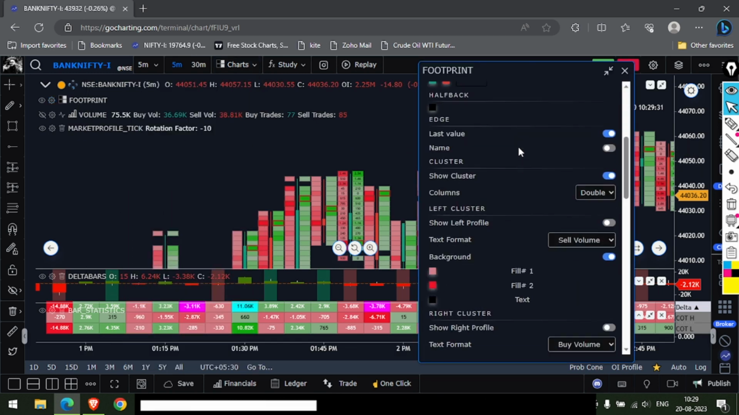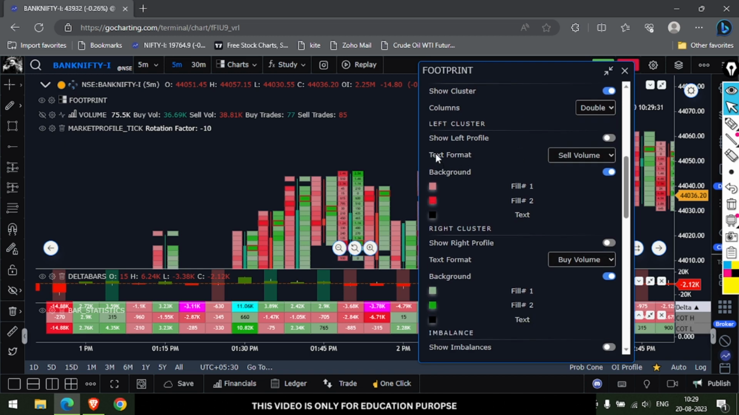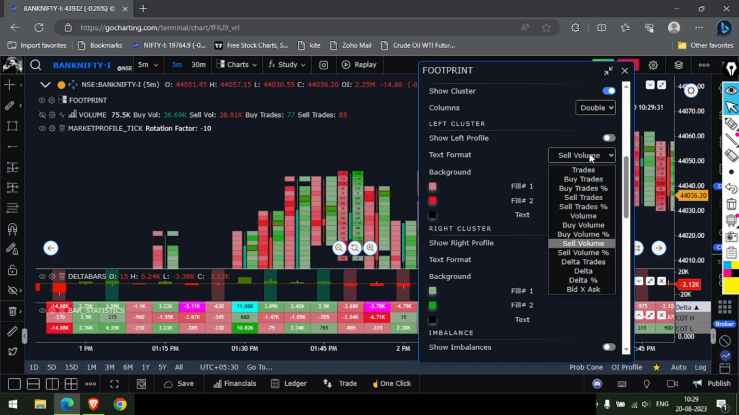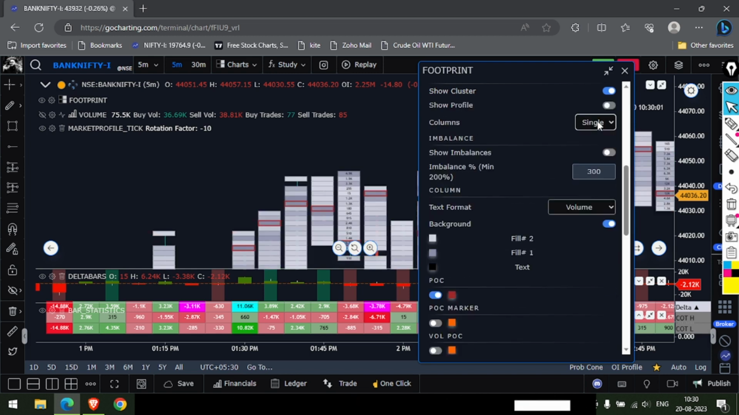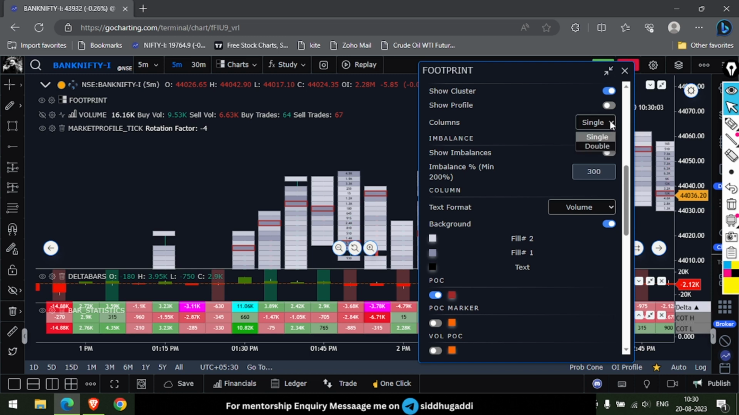Here you have options for what kind of data should be fetched to the left profile and what kind of data should be fetched to the right profile. If you want to know the sell volume and buy volume, you can directly fetch those values. If you want to know how many trades have been done, buy trades or sell trades, or the buyer percentage or the seller percentage. When you are using a single profile, it's best to use volume and bid versus ask.